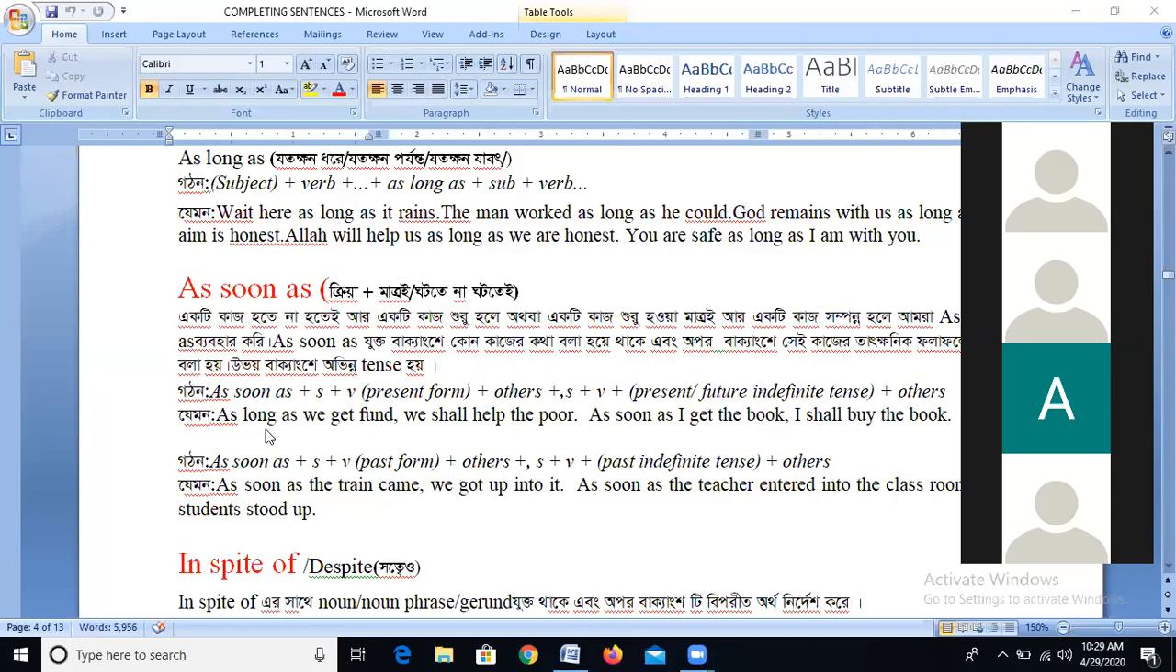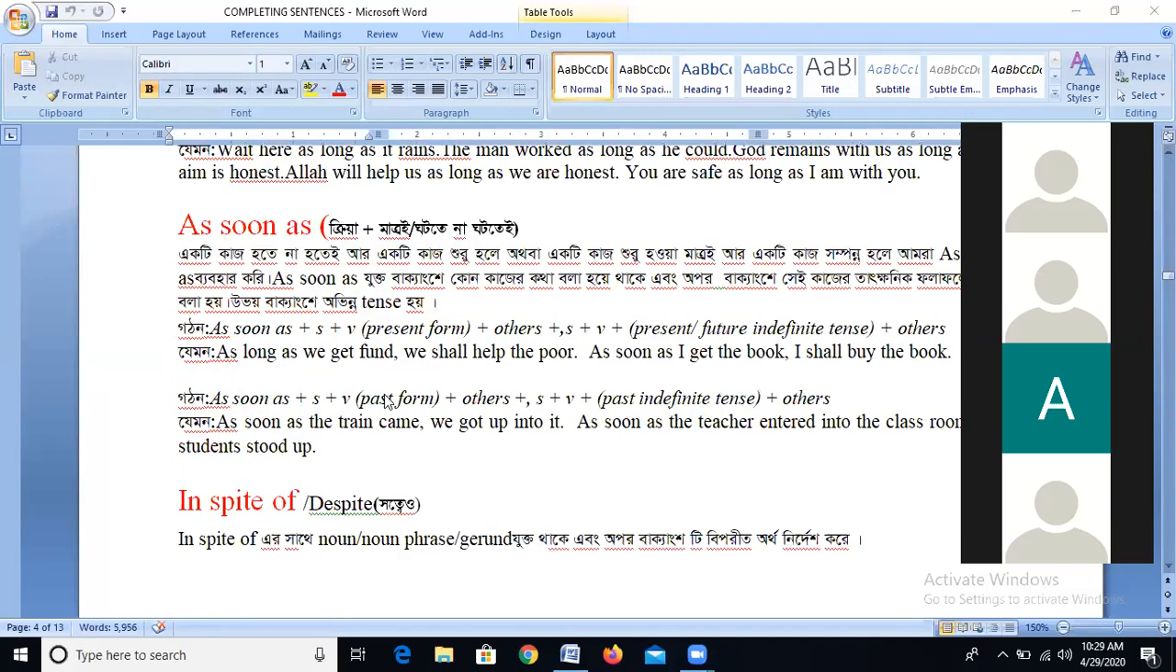Just look at the examples here. As soon as the train came, we got up into it. It's an affirmative sentence. As soon as. Soon is a positive degree. Soon does the function of an adverb. So, as soon as the train came, this is a subordinate clause. We got up into it. This is a principal clause.